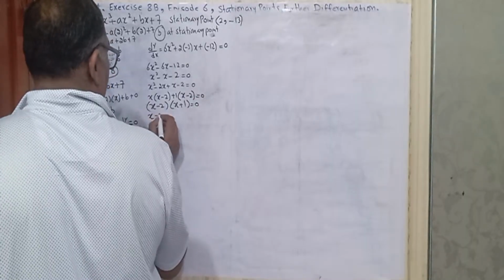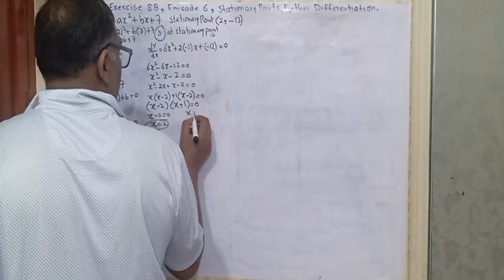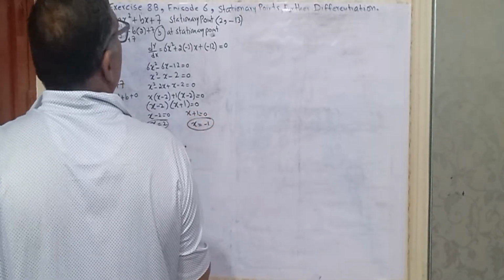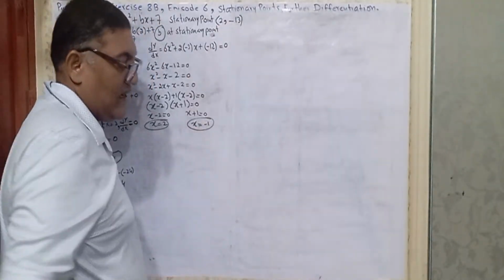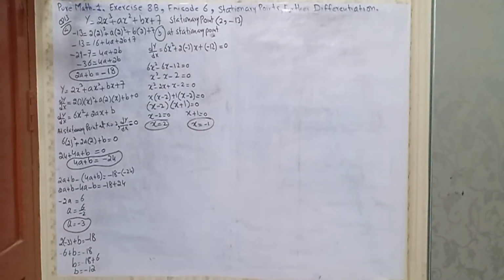So x minus 2 equals 0, so x is equal to 2, and x plus 1 equals 0, so x equals minus 1. The x equals 2 we already know. This is my other, the second stationary point. Here the value of x is minus 1.